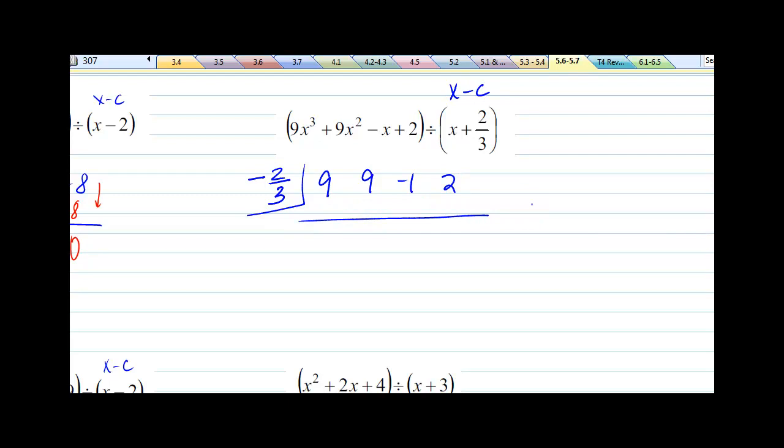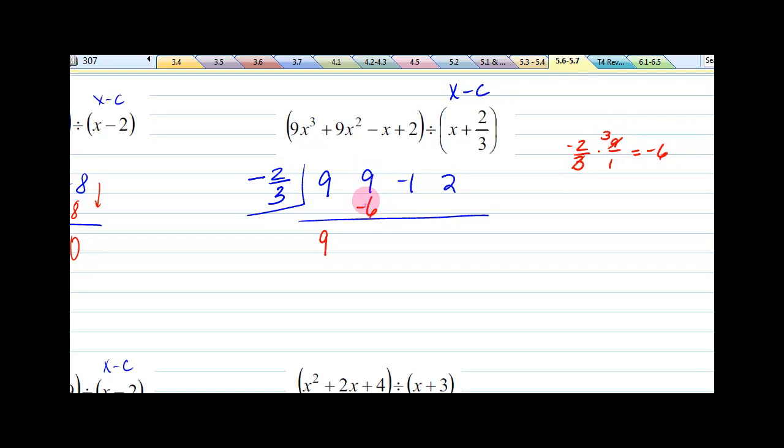We'll leave a little bit of room here again, and we will multiply. First, we're going to bring our 9 straight down. I get a 9. And now I'm going to multiply negative 2/3 times 9. And I'll do that off to the side just so we can remember. Negative 2/3 times 9 gives me, this 3 divides into that 9 3 times, so I have a negative 6.